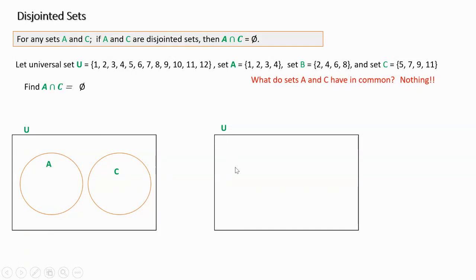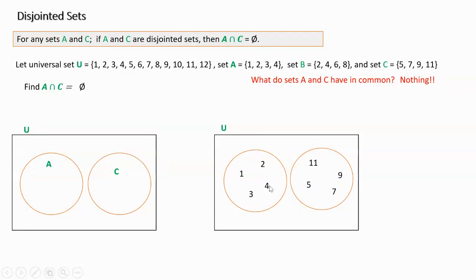Now, again, this is my universal set. That set A contains the elements 1, 2, 3, 4. That's my set A. And set C contains the elements 5, 7, 9, 11. So the rest that are not in these two, A and C, have to go outside the circles, but inside the rectangle. So what's missing?